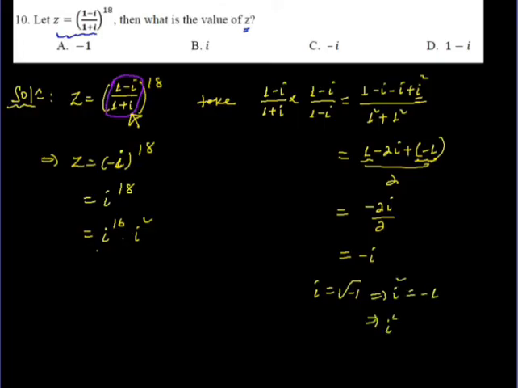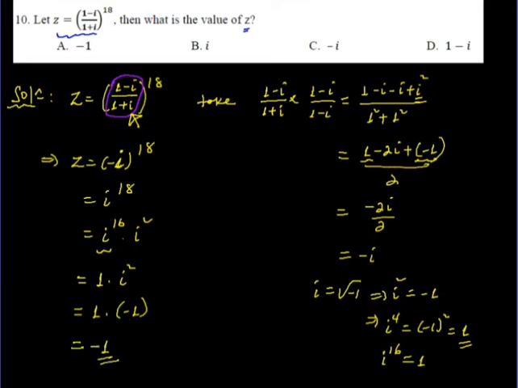i to the power of 4 is minus 1 squared, which is 1. I mean positive 1, which means i to the power of 16 is also 1. So in place of this, substitute 1. 1 times i squared, which is 1 times minus 1. i squared is minus 1. Therefore, the whole thing becomes minus 1. So the simplified form of the given complex number is minus 1.